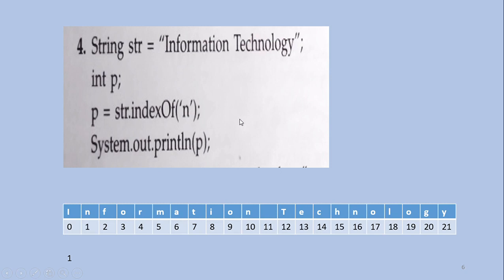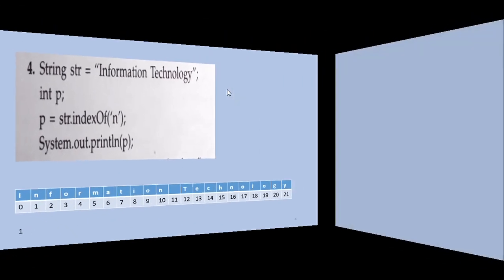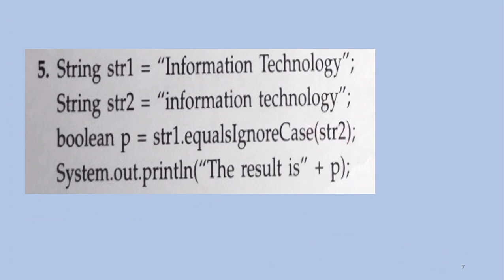So all of you must follow this method. Whenever a string is given, you have to mark it like this and then try doing it. Clear? We go to the next question. You have here string str1, you have string str2, and they have told boolean p. You know boolean will store true or false.